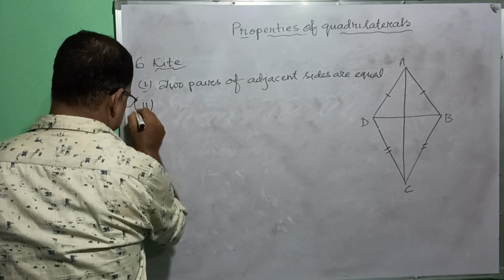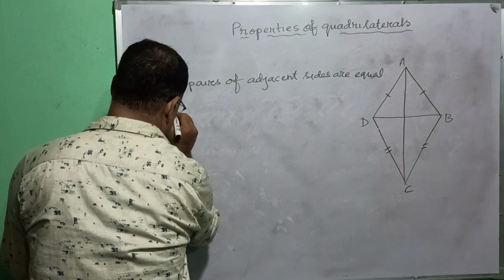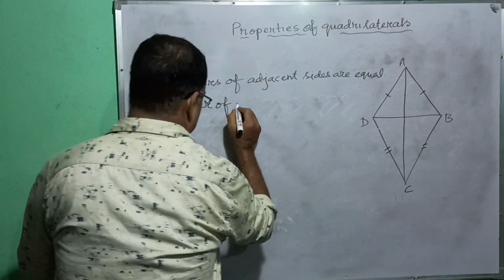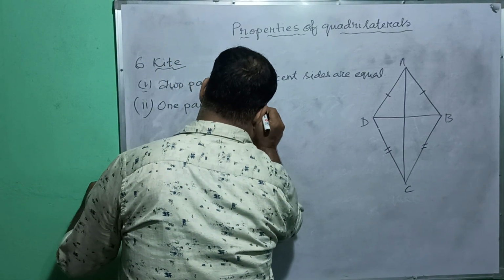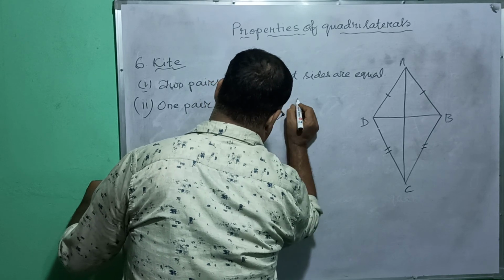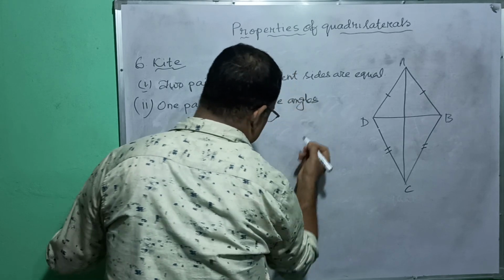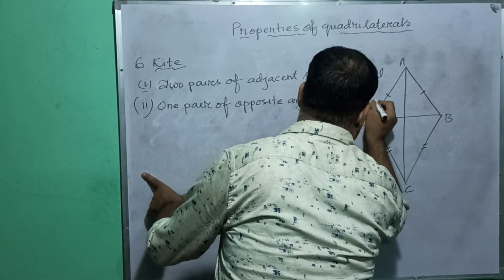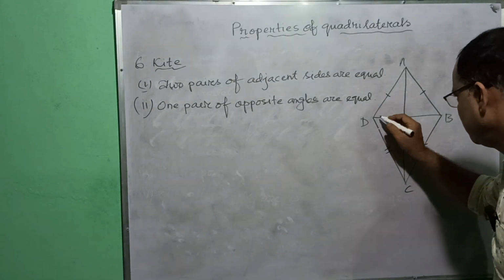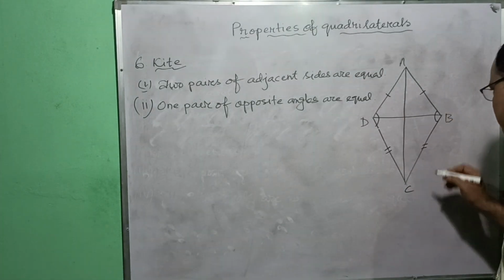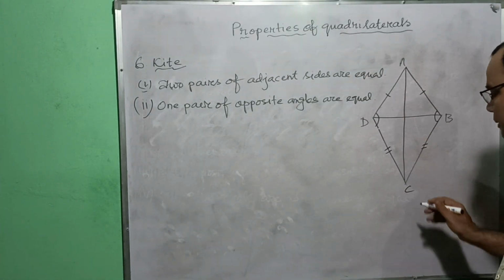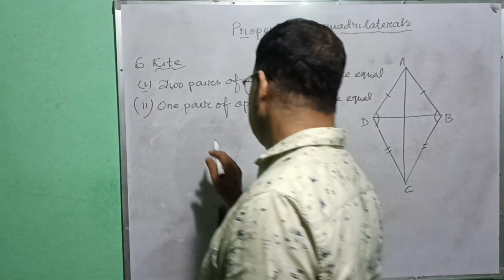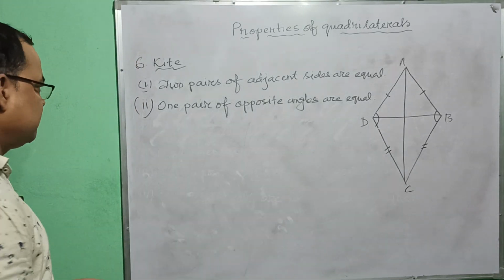Number 2, one pair of opposite angles are equal. From this figure we see that these two angles are equal. These two, A and C, may not be equal, but angle D is always equal to angle B. So it is written that one pair of opposite angles are equal.